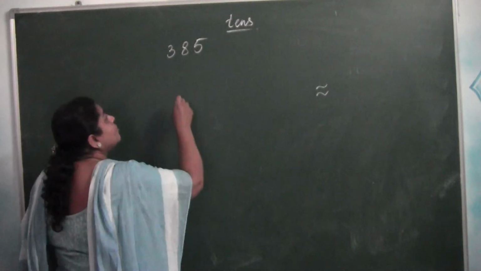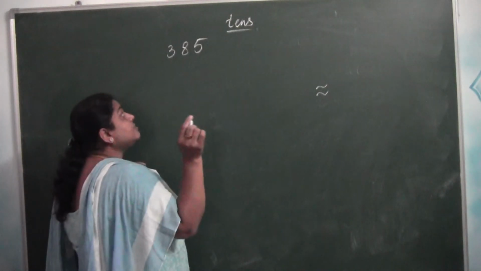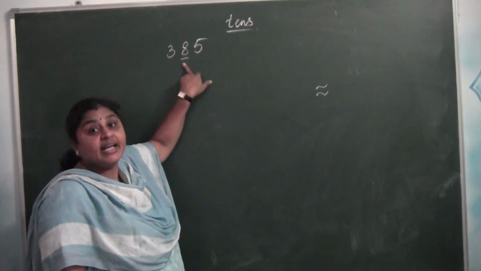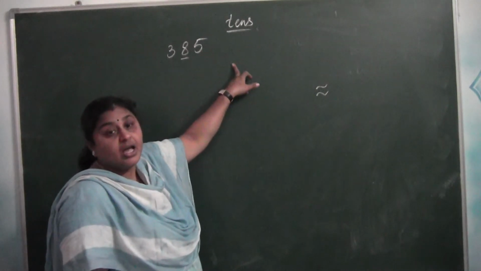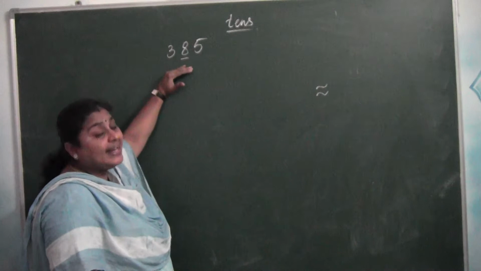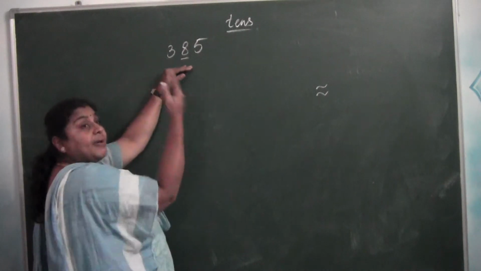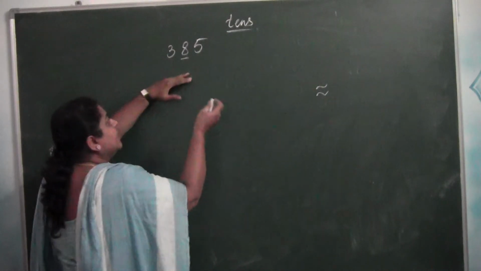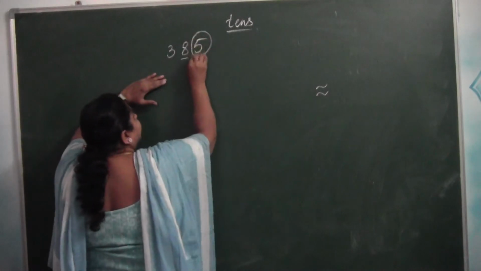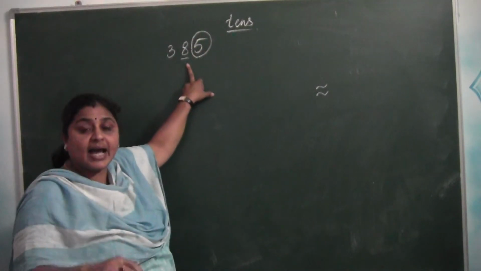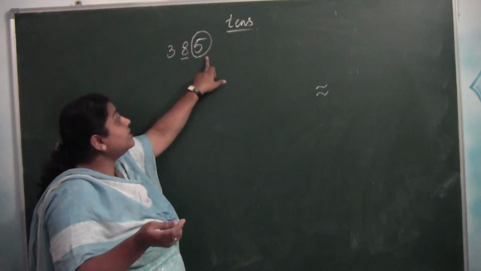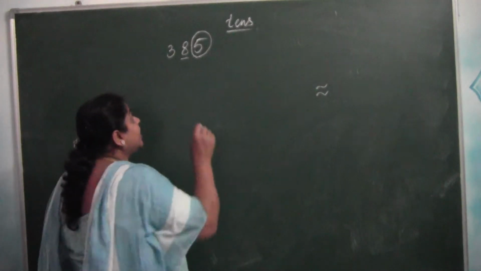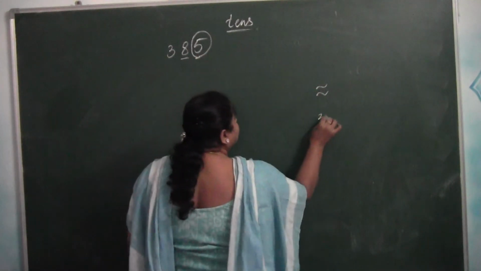Alright, now if I have to round off the number to the nearest tens, what is my digit in tens place? 8. It means I have to round off the digit 8 to nearest tens. Now if I have to round off this 8 to nearest 10, I have to compare the next digit with 5. Now see, what is the next digit I have? 5. So the number that I have underlined, I have to round it off, and the number that I have circled, I have to use it for the comparison. So with which I have to compare? I have to compare this 5 with number 5.